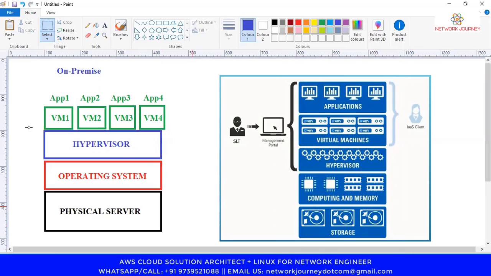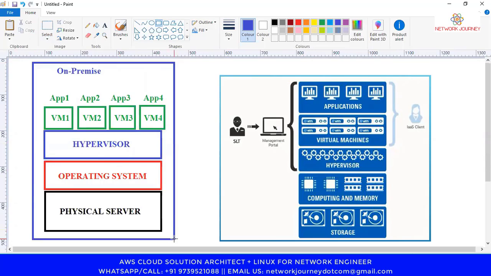So that's what I said, if it is on-premise, every portion you have to take care of. The complete infrastructure you should take care of. That is the difference between your own virtualization and the cloud virtualization. In your own virtualization on-premise, you need to take care of everything: application, virtual machine, hypervisor, operating system, and physical servers and everything.